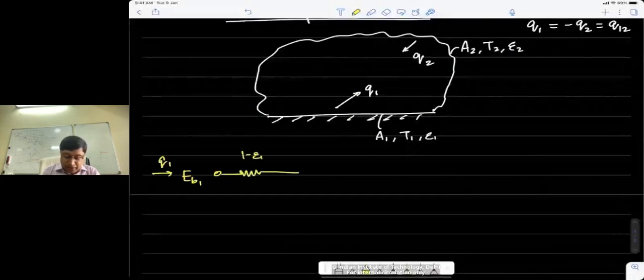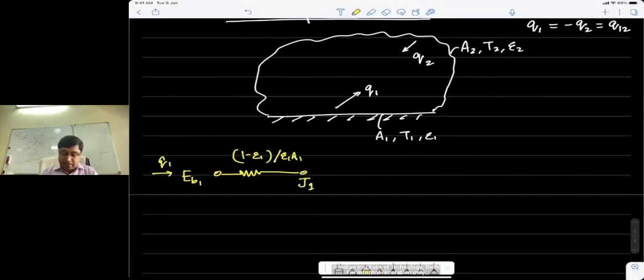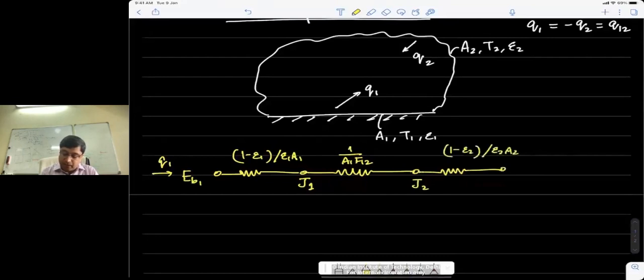So that sees a surface resistance of (1 minus epsilon 1) by (epsilon 1 A1), which goes to J1. J1 sees a resistance corresponding to the shape. So that would mean that we'll have 1 by (A1 F12) with J2. And then J2 has its own resistance because of the emissivity of surface 2. So this will be (1 minus epsilon 2) by (epsilon 2 A2), which goes to Eb2.